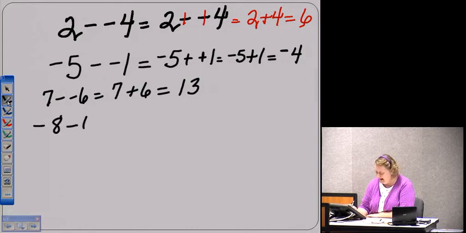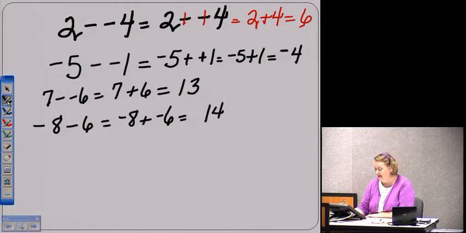-8 minus 6. Notice here we don't have the double signs. As long as we don't have the double signs, that's just a -6. It acts like a -6. If you need to rewrite it, remember it would be -8 plus a -6. The signs are the same, whether we rewrite it in the second or whether we look at it in the first. That gives me the signs are the same, so I add and keep the sign.